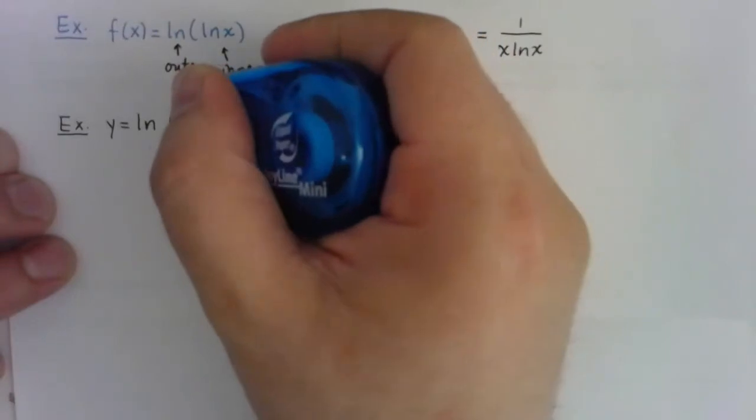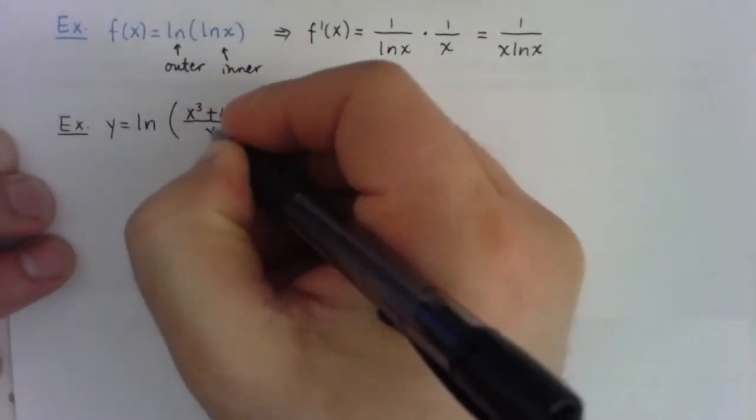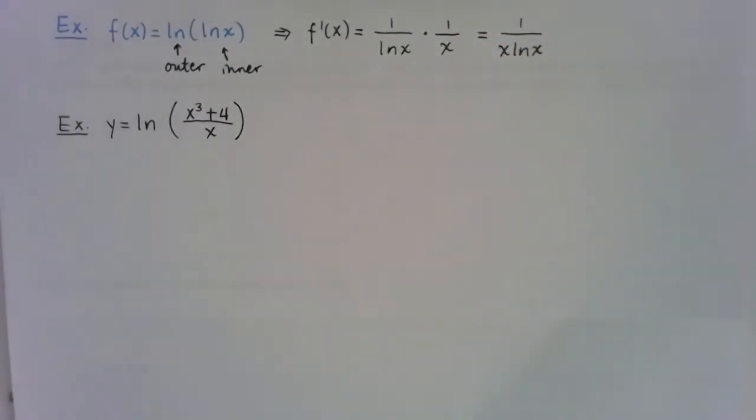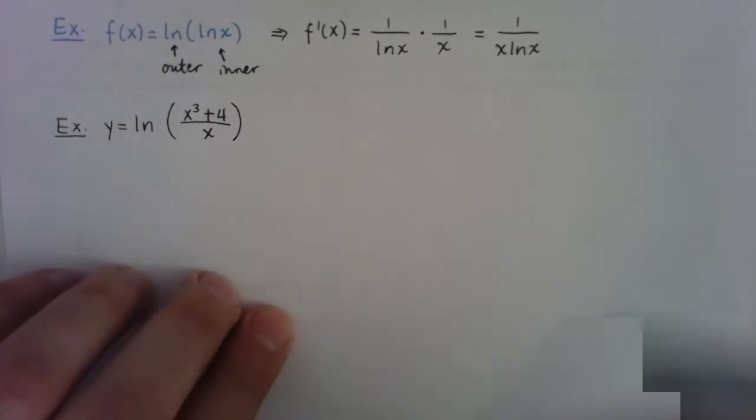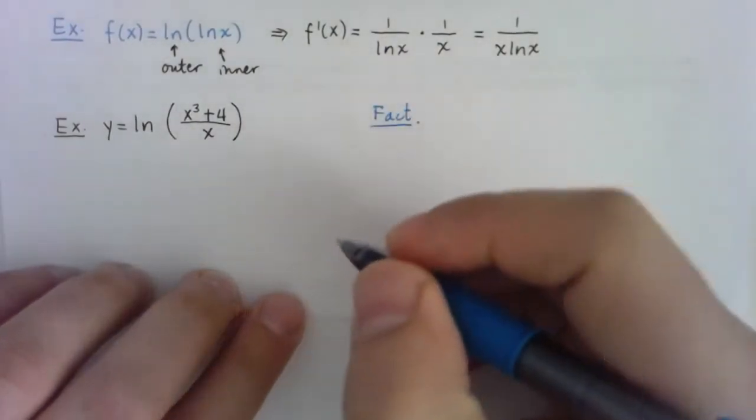Right, wrong, x to the third plus 4 divided by x. For these type of functions, you have a rule to make our problem really simple. We have these facts, the product rule and the quotient rule for the ln.